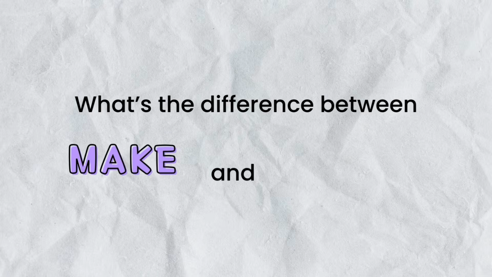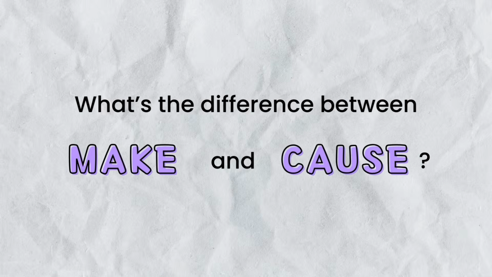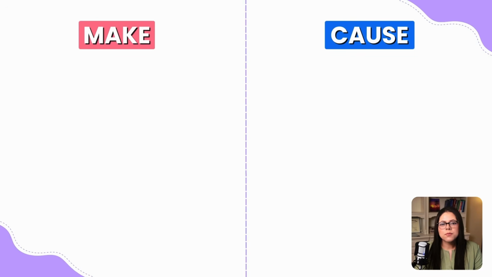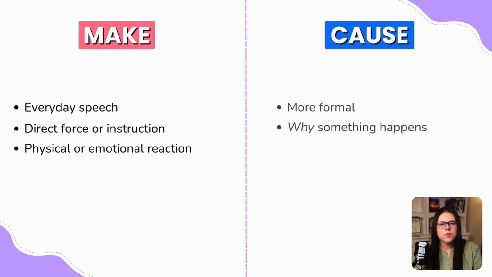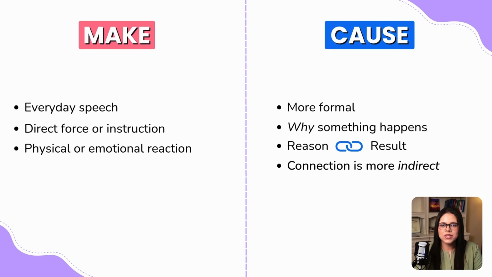Now, here's a common question I receive. What's the difference between make and cause? We already know that make is more common in everyday speech, and it usually implies direct force or instruction or a physical or emotional reaction. Cause is a little more formal and indicates the reason why something happens. It focuses on the connection between the reason and the result.